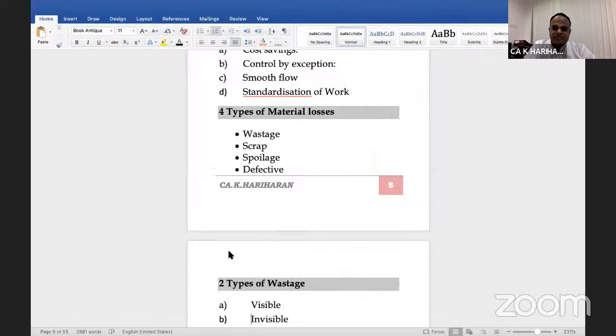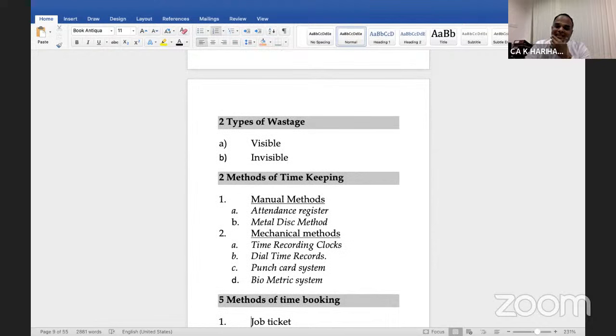Two types of wastage. What are they? Visible and invisible. Take the petroleum industry. Whatever waste is happening, evaporation happened, maybe invisible. So it can be classified into visible and invisible. Like our screen, sometimes invisible.